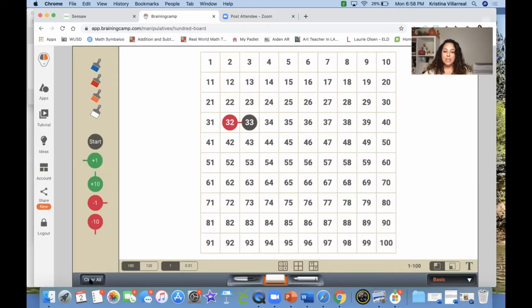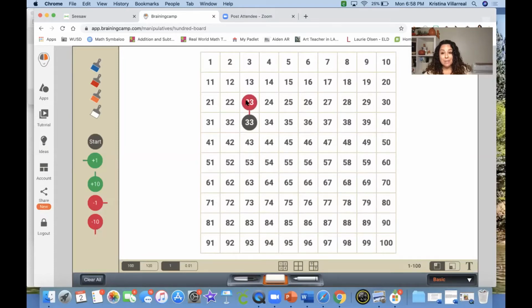Now, what if the question said 10 less? Yesterday we did 10 more, and remember we went down because our number got bigger. But if I'm going to do 10 less, well, let me go ahead and clear this, and I'm going to start right here at 33, and I'm going to subtract 10. So watch which way I go.